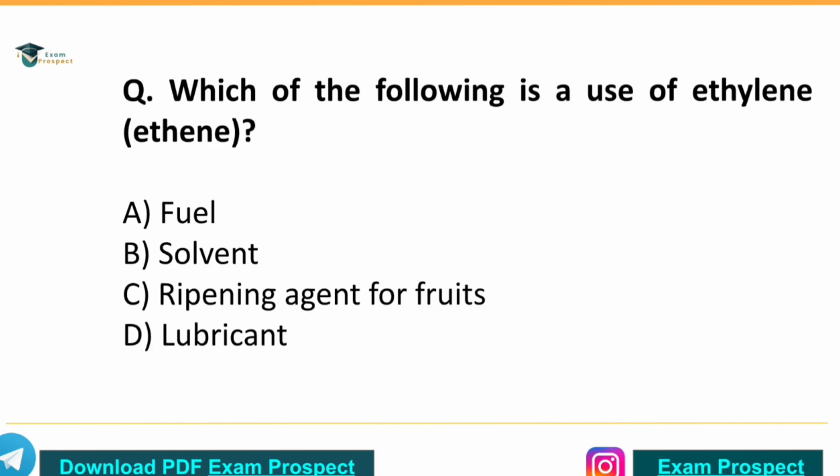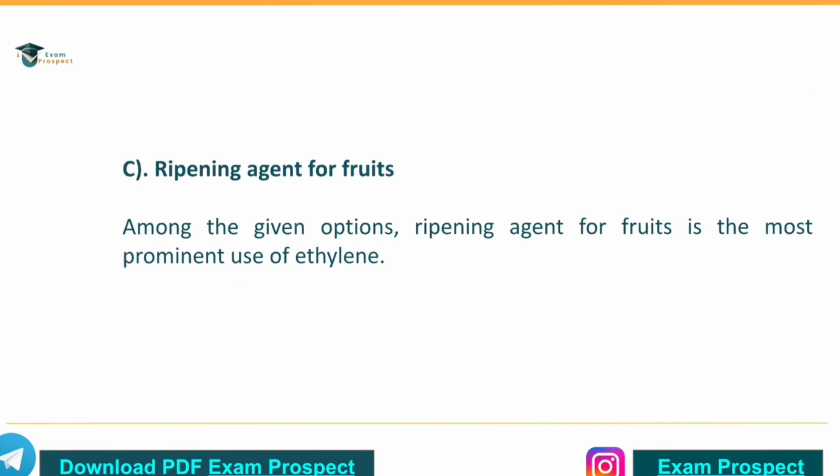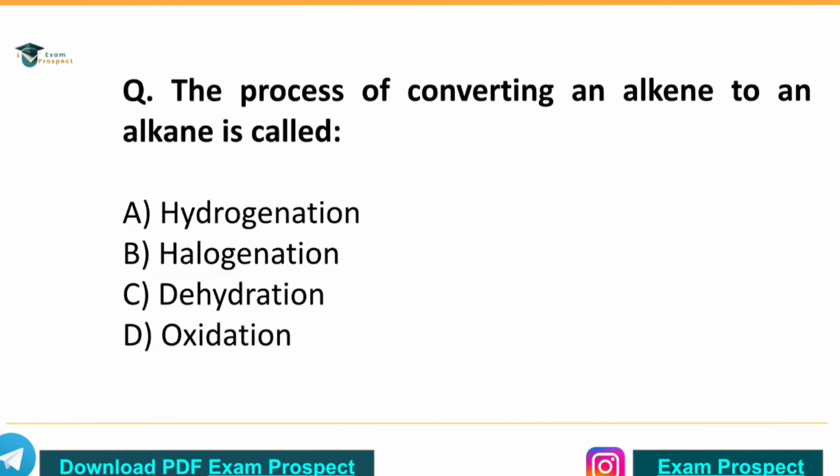Next question, which of the following is a use of ethylene? The correct answer is option C, ripening agents for fruits. Next question, the process of converting an alkene to an alkane is called?